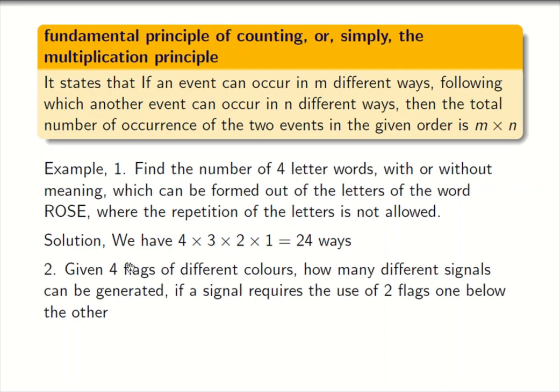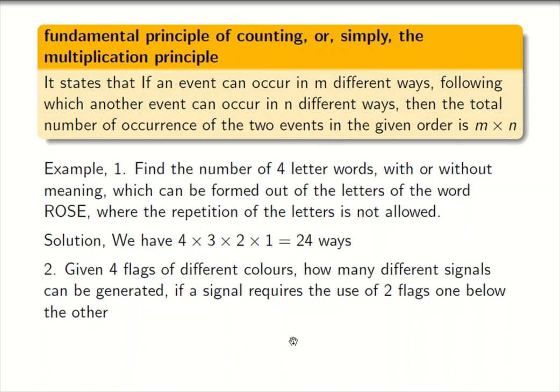Let's look at question 2. Given 4 flags of different colors, how many different signals can be generated if a signal requires the use of 2 flags, one below the other? So we have 4 flags. Let's say the flags of Ghana, Benin, Cote d'Ivoire, and let's say Nigeria. You want to form a signal, and the signal requires the use of 2 flags. So every signal is unique. You should know this, that every signal should be unique.